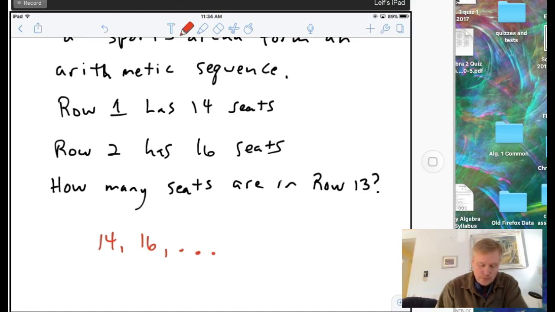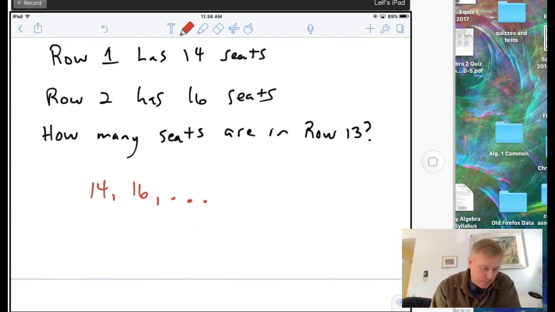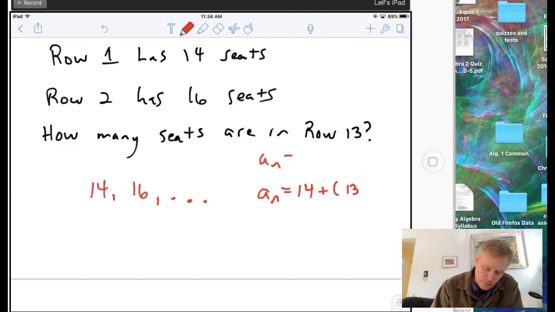Okay, so now, you can take this and just start making a sequence here, and you want to know that's row 1 and row 2. That's your sequence. You want to know what's in row 13. So I'm going to use that formula once again. A of n, first number in the sequence is 14. N minus 1. Now, since I want to know the 13th row, I'm going to plug in 13 for n.